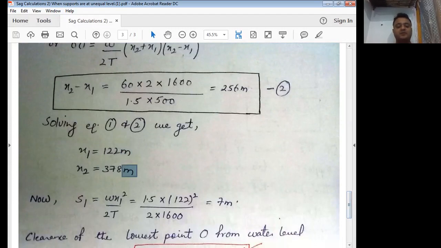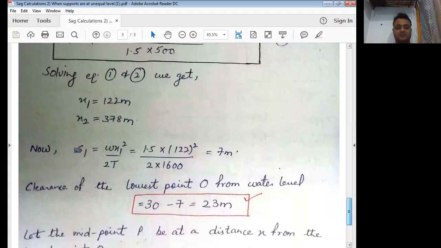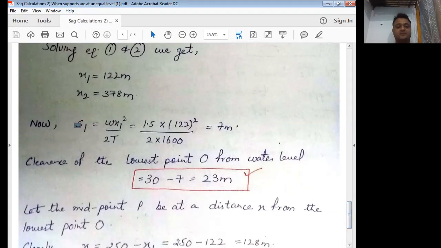Now why are we calculating these distances? Because we have to calculate the sag at tower 1 and the sag at tower 2. So the sag at tower 1 is w x1 square divided by 2t. x1 we calculated here. Just put in the value of x1 square. So this sag is 7 meters. So the clearance of the lowest point O from the water level is 30 minus 7, 23 meters.